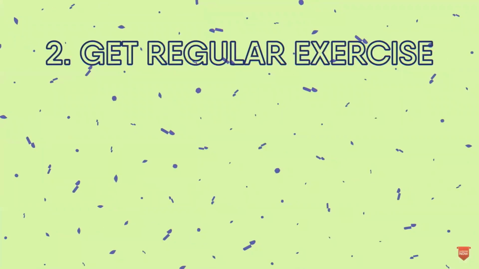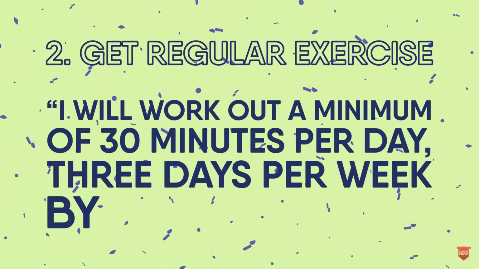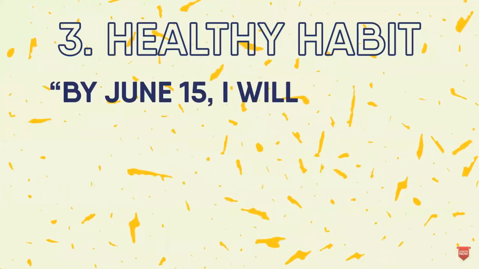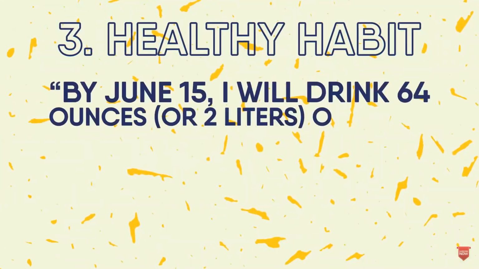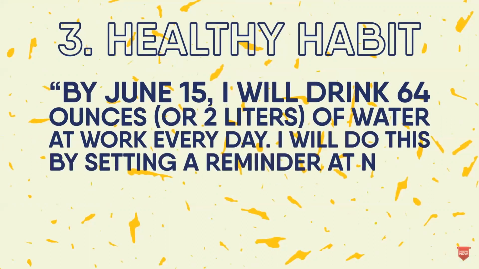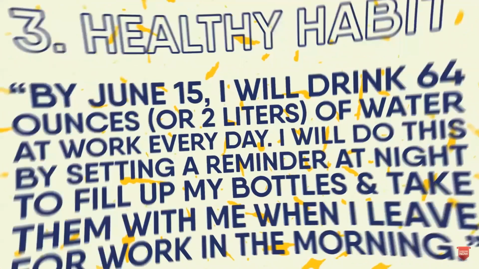2. Get regular exercise. I will work out a minimum of 30 minutes per day, 3 days per week by December 31st. 3. Healthy habit. By June 15th, I will drink 64 ounces or 2 liters of water at work every day. I will do this by setting a reminder at night to fill up my bottles and take them with me when I leave for work in the morning.